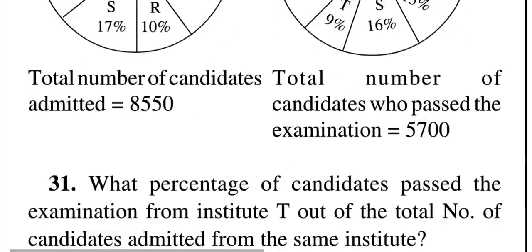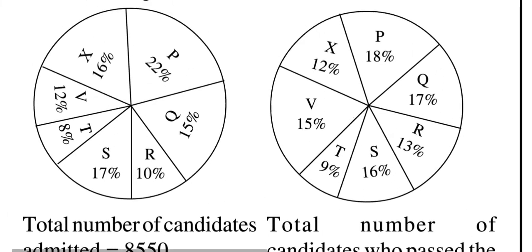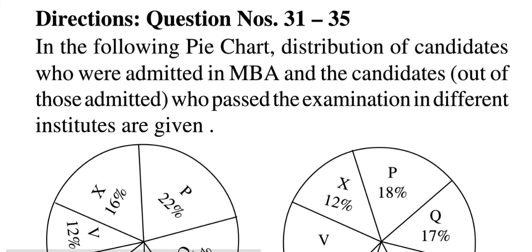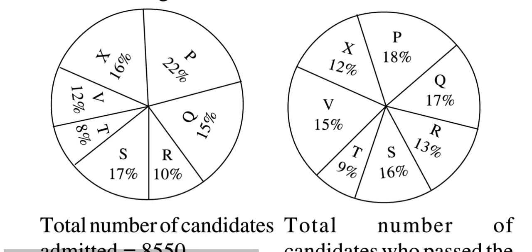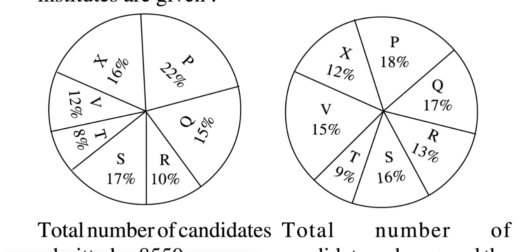Third, okay, so this is a question completely related to maths. In the following pie chart, distribution of candidates who were admitted in MBA and the candidates out of those admitted who passed the examination in different institutes are given like this. X 60%, P 22%, Q 15%, R 10%, S 17%, B 12%, T 8%. And here too, two pie charts are given: P 18%, X 12%, B 15%, T 9%, S 16%, R 13%, Q 17%.